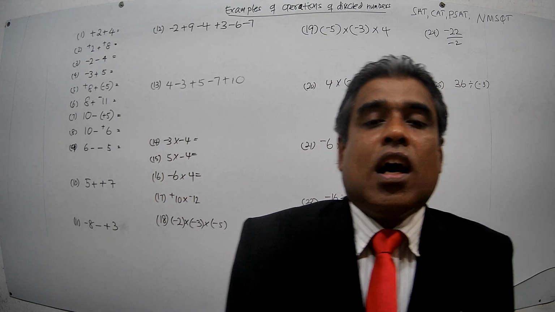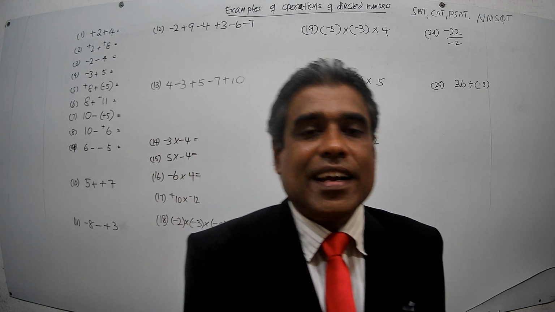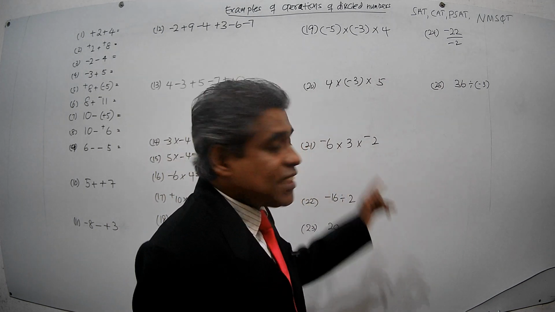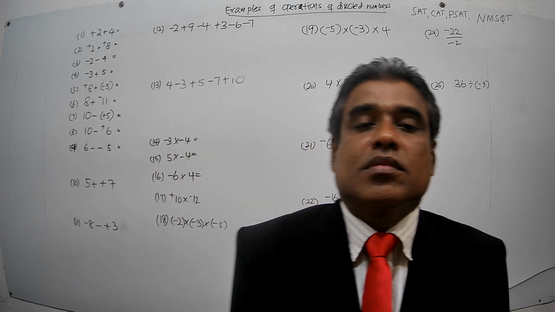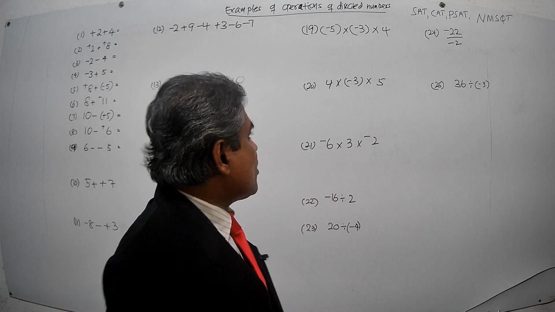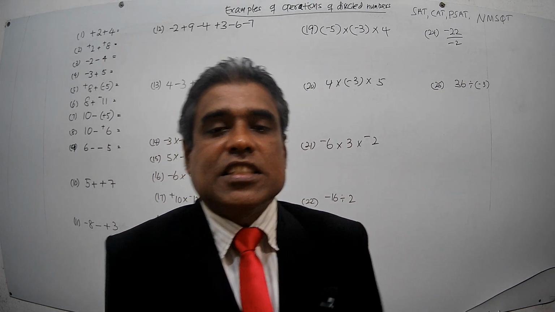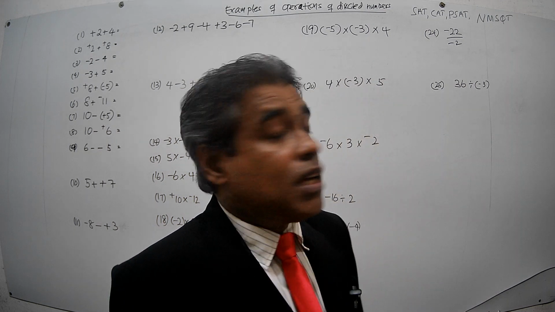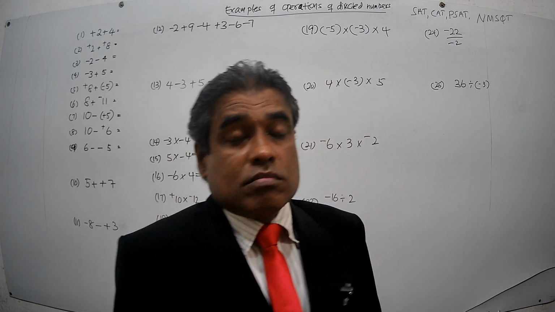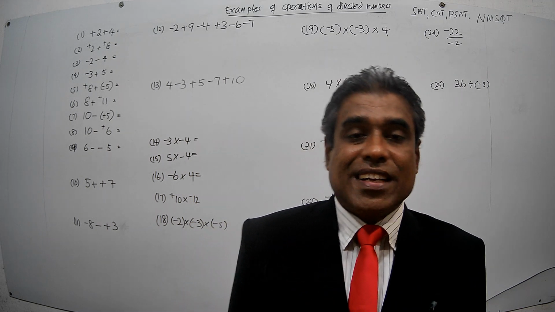Now, numbers of equal signs are added and the same sign is put with the answer. That is the rule applying to directed numbers of the same sign. The numbers of different signs are subtracted and the sign of the larger number is put with the answer. So that is the rule applying for addition and subtraction of directed numbers of different signs.